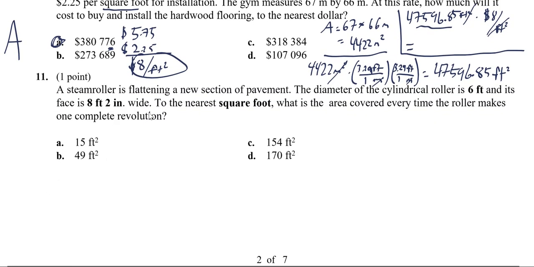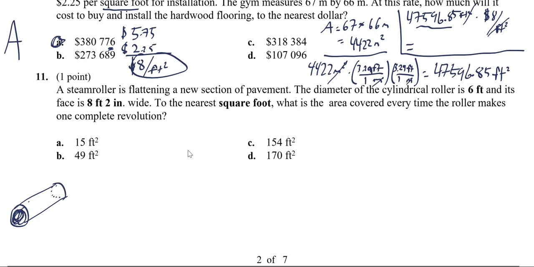Number 11, a steamroller is flattening a new section of pavement. The diameter of the cylindrical roller is 6 feet and the face is 8 feet 2. So we have a cylinder that we can pretend to draw. The steamroller has a cylinder. When it rolls, the part that is touching the ground is just this part, not the edges. So this circle face here, and the circle face on the other side, they don't touch the ground. So we're just looking for the area of the rectangle that wraps around this cylinder.